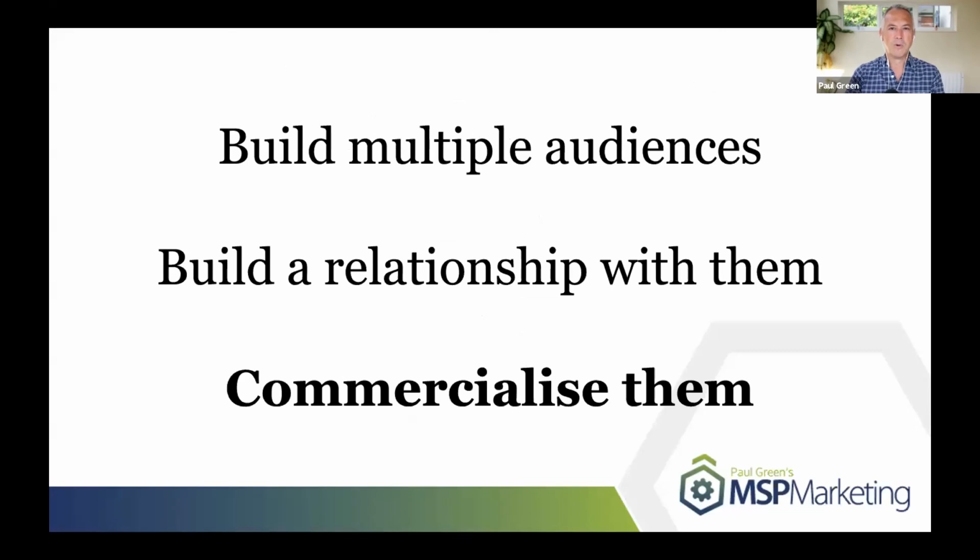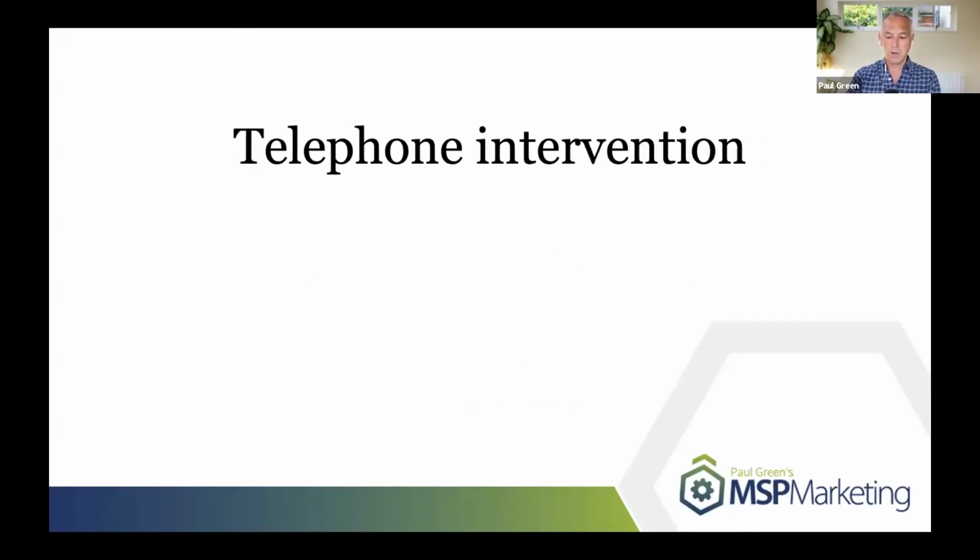So we've got just a few more minutes on this, and then we'll take some more questions. So building multiple audiences was the first step of the strategy. Building a relationship was the second, and the final one is commercializing that relationship. Now, what I mean by commercializing it is turning them into money. And the easiest and best way to do this is telephone intervention.